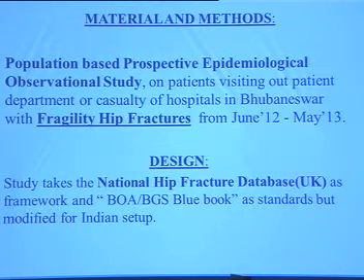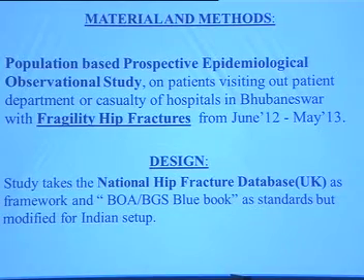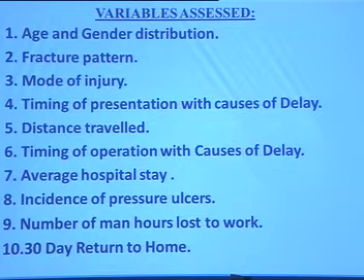It's a population-based prospective epidemiological observational study. Patients visiting the outpatient department or casualty with a diagnosis of fragility fractures from June 2012 to May 2013. We took the National Hip Fracture Database UK as the standard framework, with the BOA BGS Blue Book modified for the Indian setup. Variables assessed were age and gender distribution, fracture pattern, mode of injury, timing of presentation with cause of delay, distance travelled, timing of operation with causes of delay, average hospital stay, incidence of pressure ulcers, man hours lost to work, and 30-day return to home.